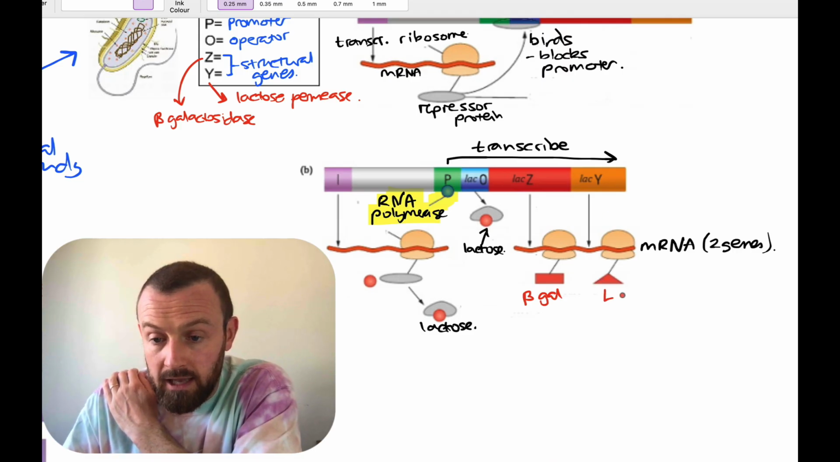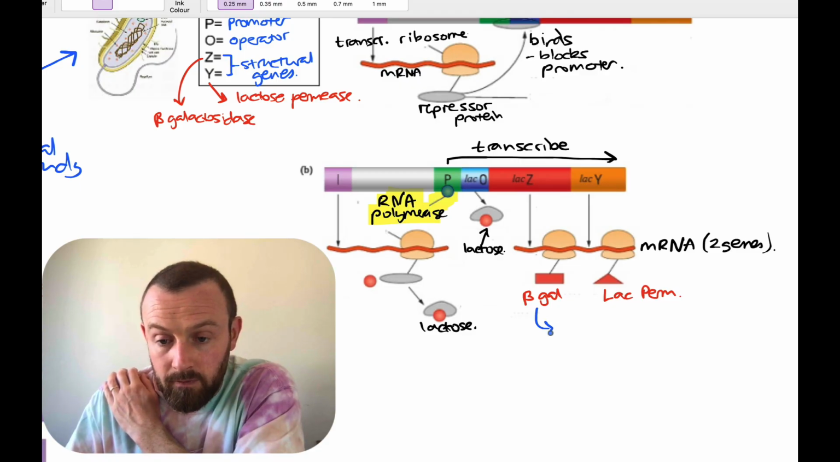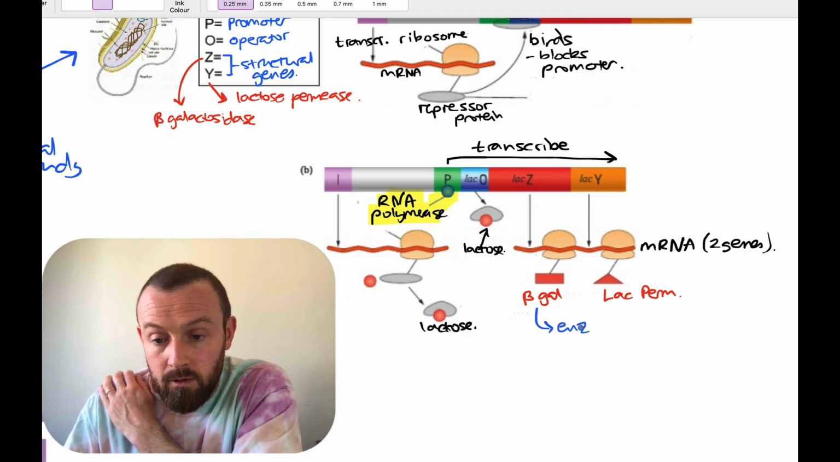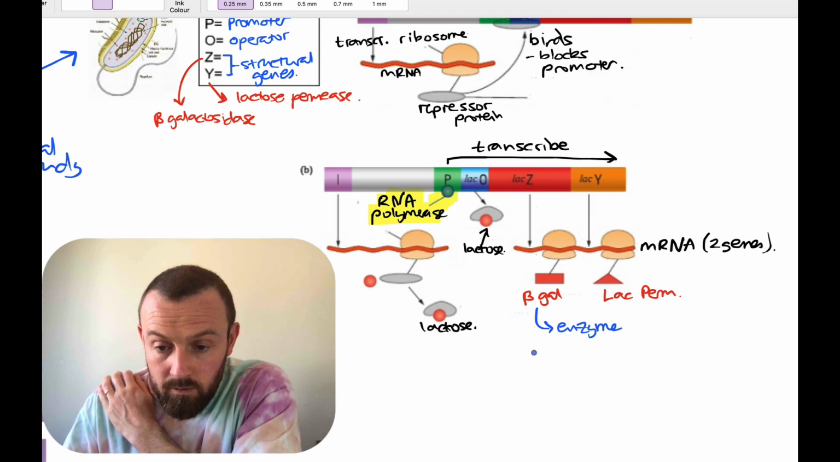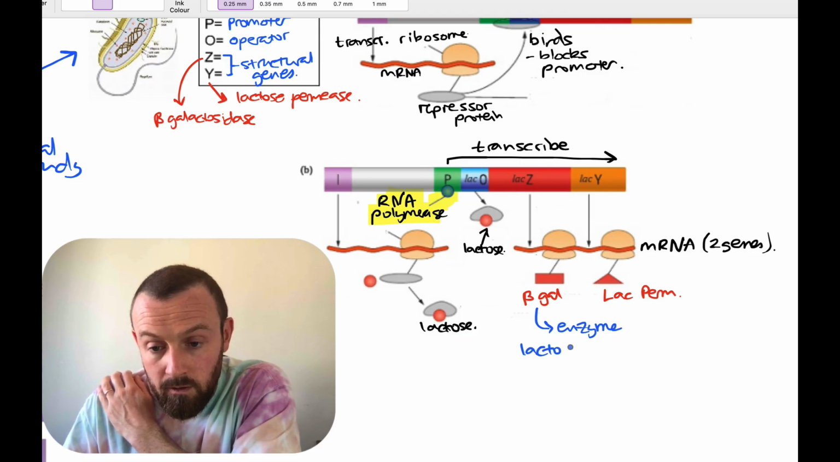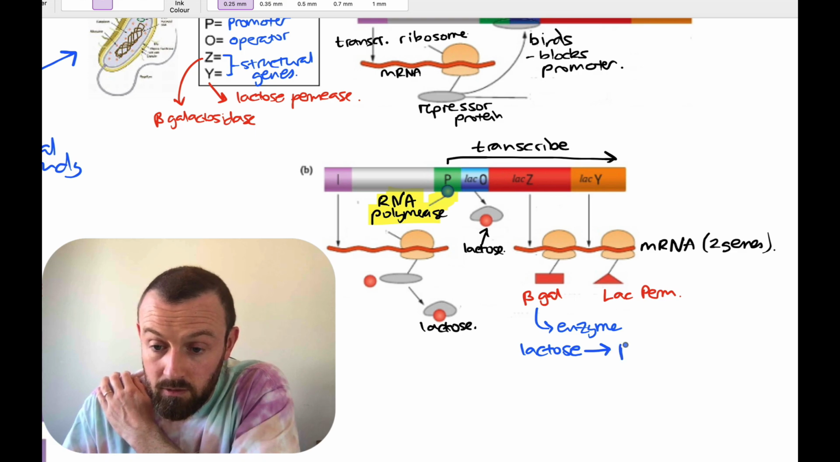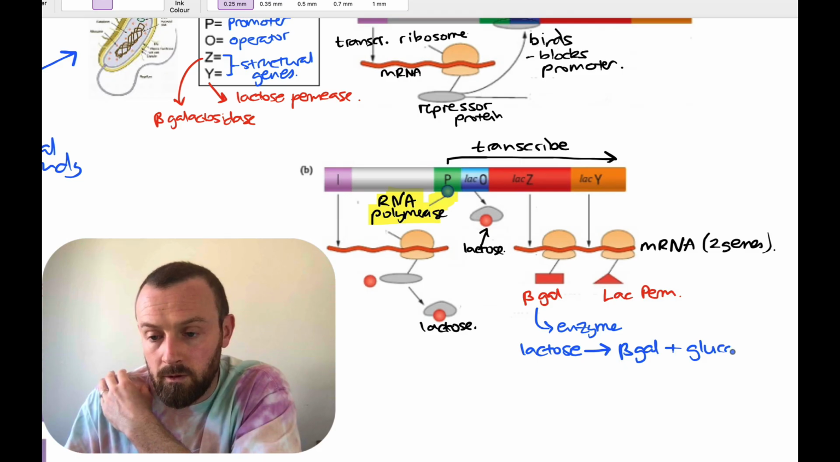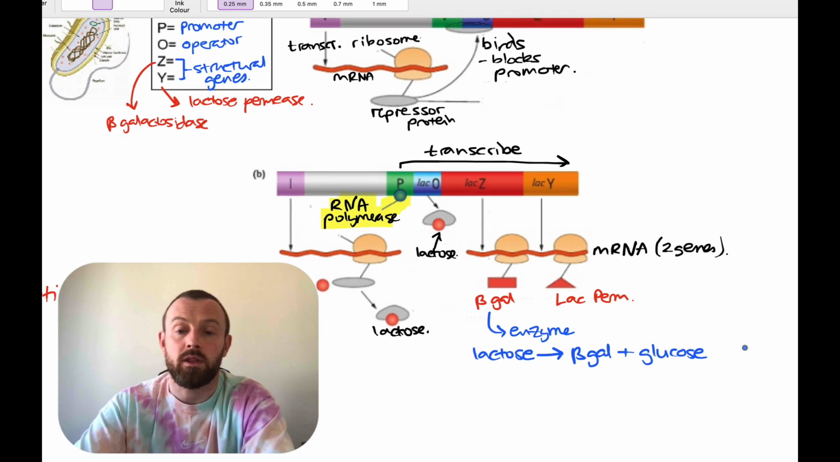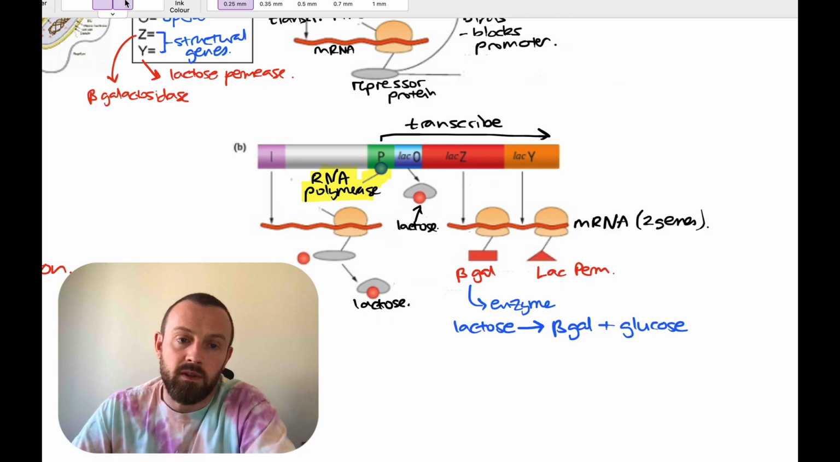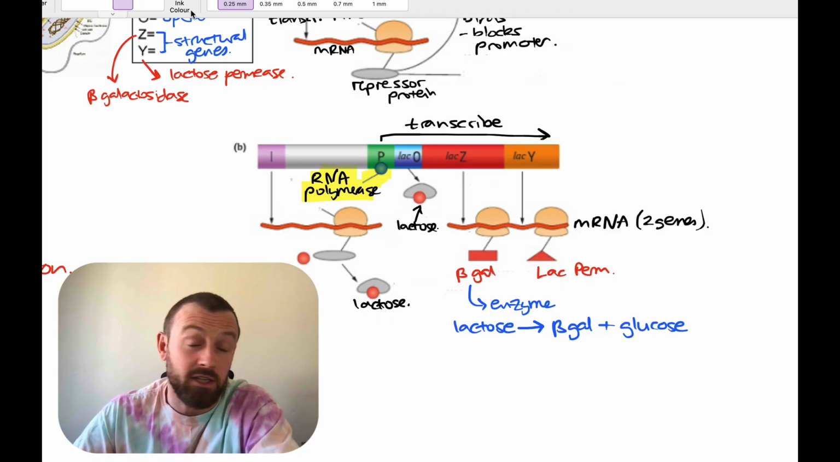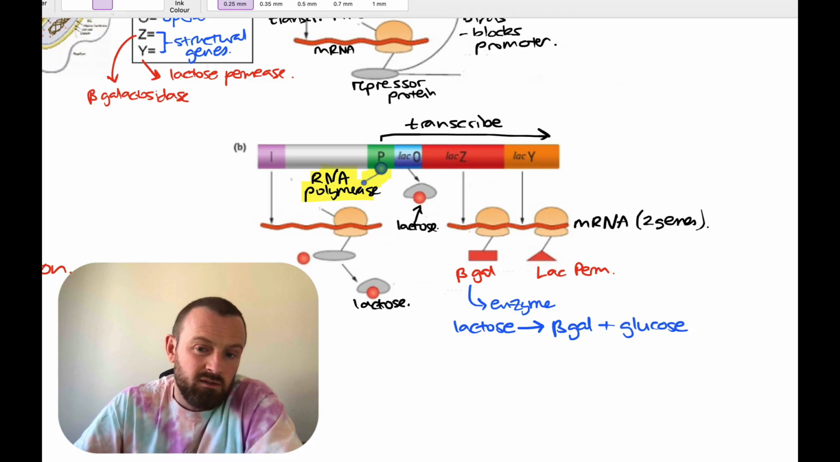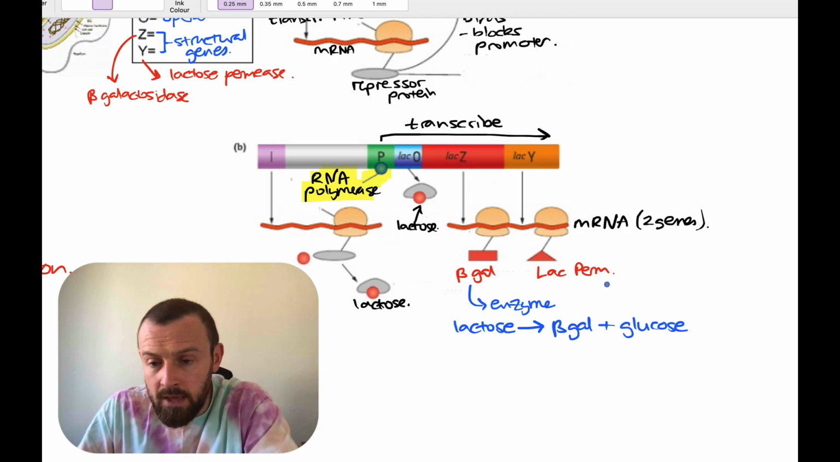And this is Lac Perm for short. The function of that enzyme is that it takes lactose and converts it into beta-galactose plus glucose. You do need to know that. That's in the molecules unit, covered in the molecules Mindmap. You need to know the different disaccharides and what they're composed of. And then lactopermease is a carrier protein.